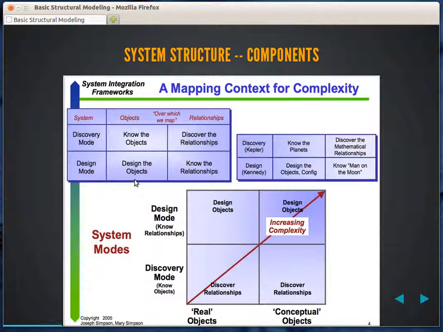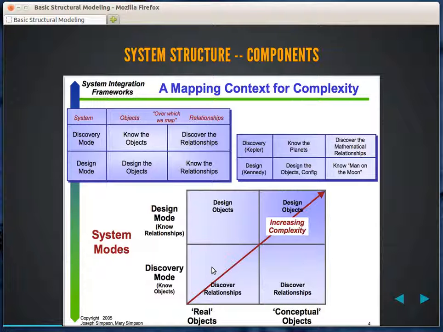But one of the primary ideas, again, that the authors have come up with is we really use systems ideas and systems concepts in two different modes. We use it in the design mode, and we use it in the discovery mode. In the design mode, you know the relationships, and you're designing the objects. In the discovery mode, you know the objects and you are discovering the relationships.